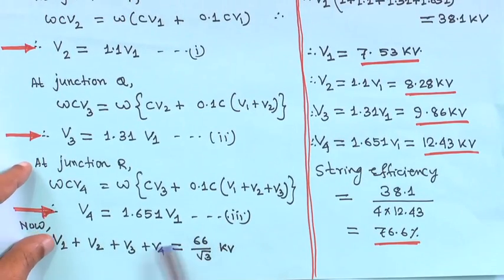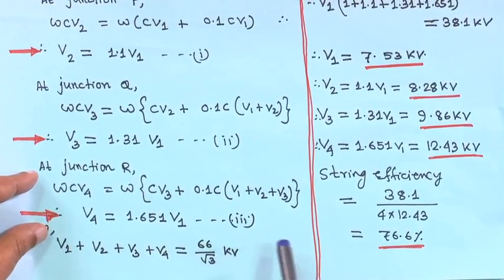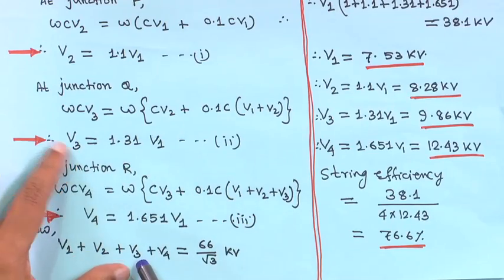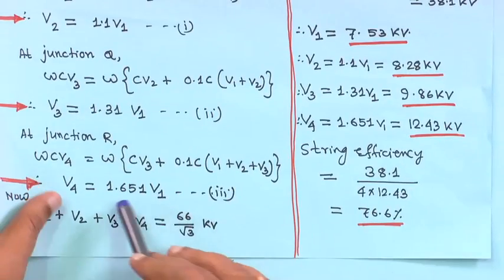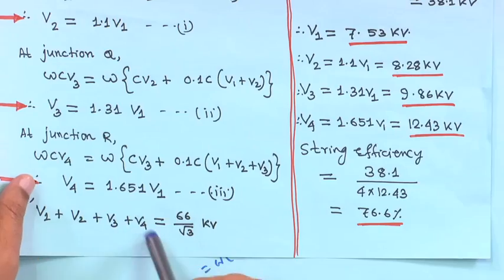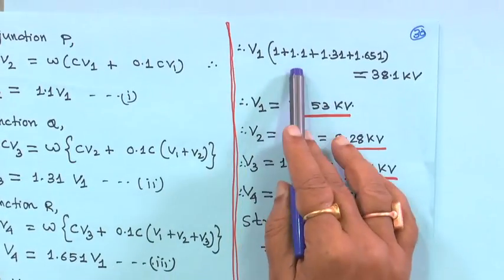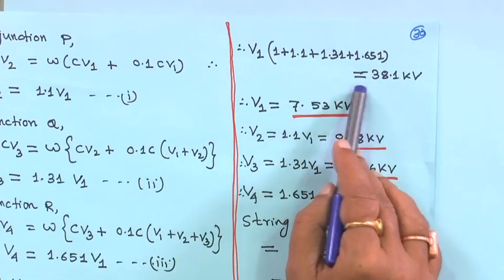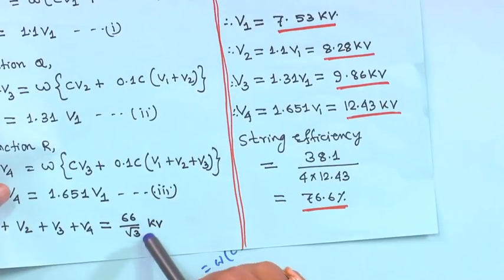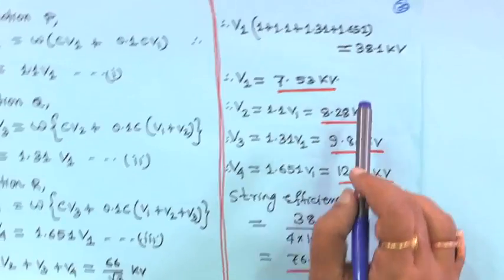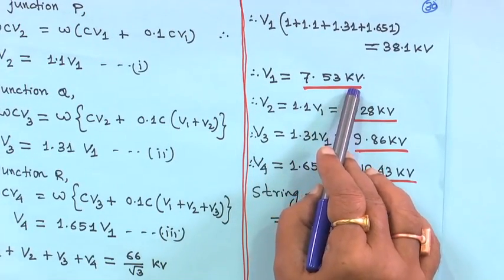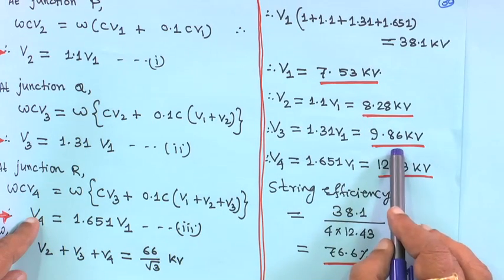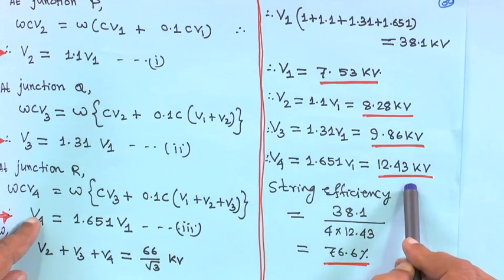Now, in this expression you substitute V2 is equal to 1.1 V1, V3 is equal to 1.31 V1 and V4 is equal to 1.651 V1, and simplify. You will get V1 into 1 plus 1.1 plus 1.31 plus 1.651 is equal to 38.1 kV, 66 by root 3 is equal to 38.1 kV. Therefore, V1 is equal to 7.53 kV, V2 is equal to 8.28 kV, V3 is equal to 9.86 kV and V4 is 12.43 kV.